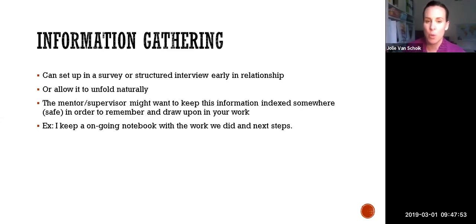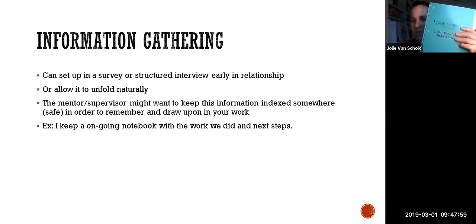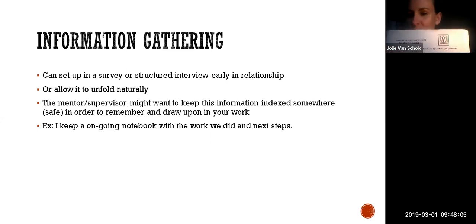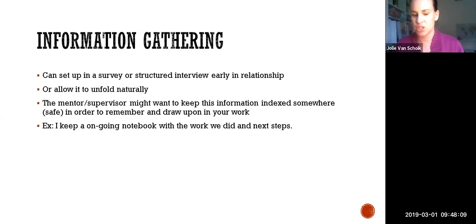So keep an ongoing notebook with the work that we did and next steps. I have mine for my Cal State San Marcos faculty mentorship. I have a couple of things that we're going to do next time. Let's see if you can see that. It's our goal planning workshop worksheet: three goals that we'd like to achieve by the time this person graduates, which will be next year.